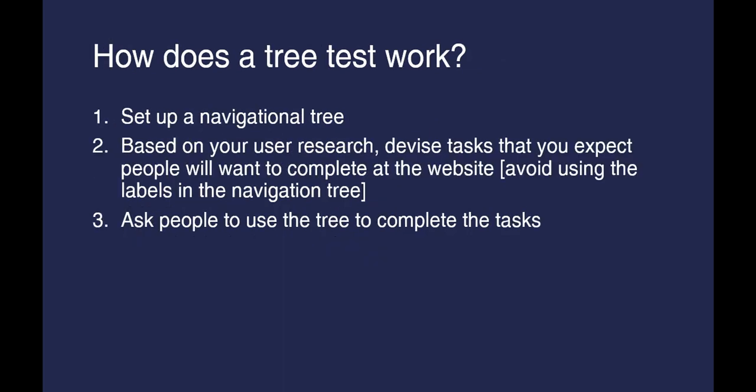So in terms of how this works, you have to set up a navigational tree, and I'll get into a bit more of that later. And then, based on your user research, you come up with tasks. You then describe these tasks that you want people to complete on the website. And as I say here, avoid using the labels in the navigation tree. In other words, you don't want to give an obvious tip-off to where people want to go.